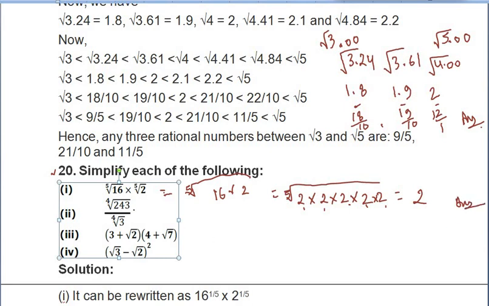Now the fourth root of 243 is written. First of all do the prime factorization of 243. Then what will you get? 3 times 81, 3 times 27, 3 times 9, 3 times 3, and here 3 times 1.